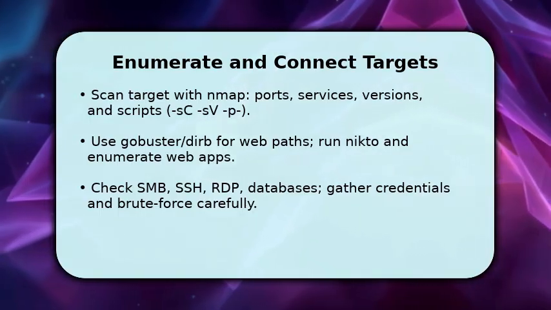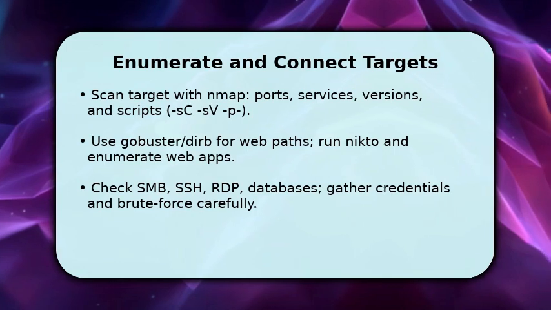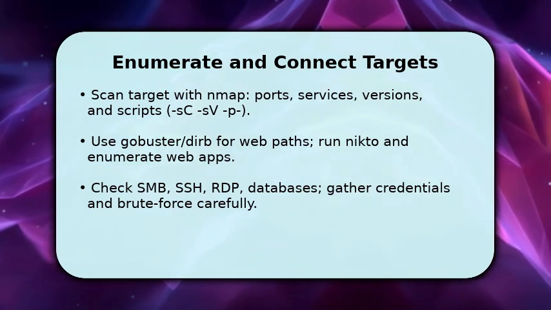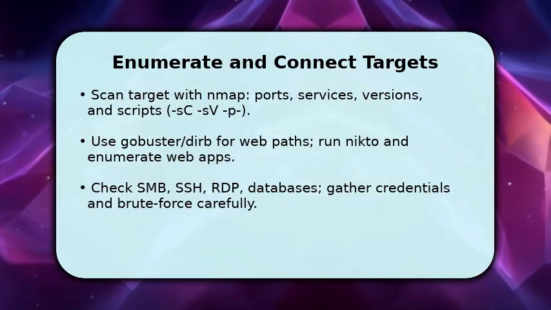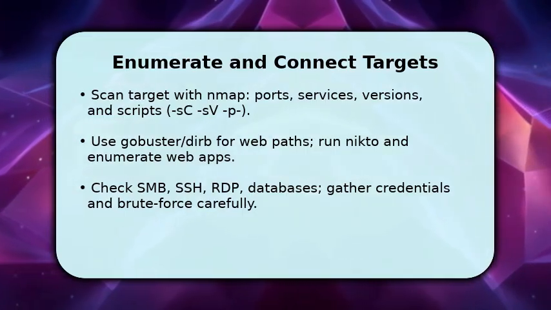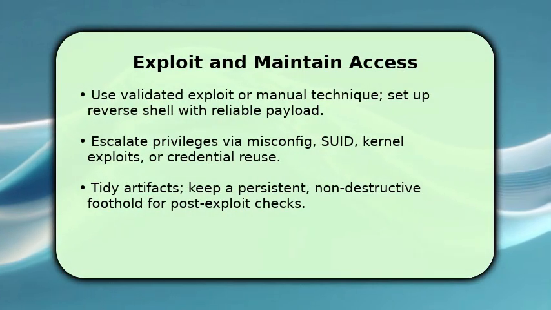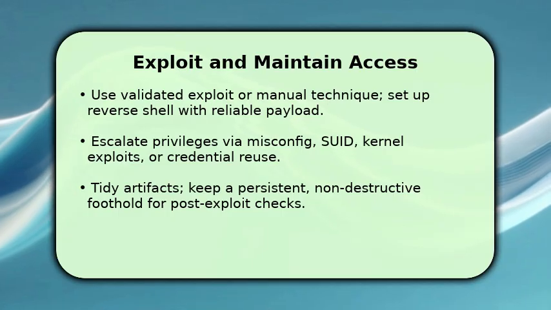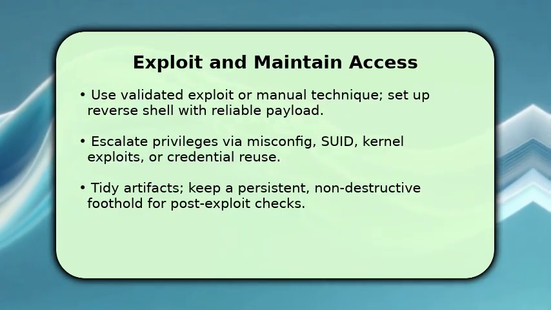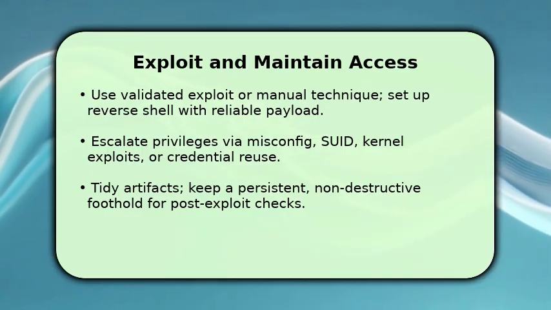As you proceed, correlate version info with known exploits, and keep notes of valid credentials and reachable services so you can plan privilege escalation. You deploy a controlled exploit or craft a manual payload to get an initial shell, preferring stable reverse shells and verified payload encodings. Once you have a shell, enumerate local users, services, cron jobs, and sudo rights to identify privilege escalation paths and act methodically to gain root.